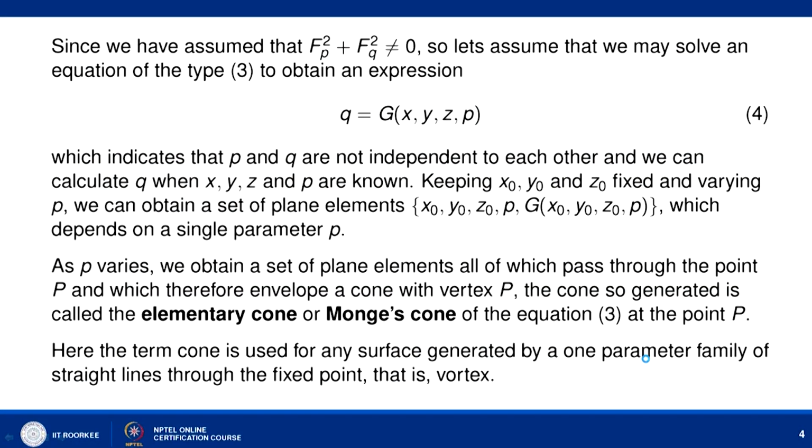Now, it is already given that f_p squared plus f_q squared is not equal to 0. It means that we can always assume that either f_p is non-zero or f_q is non-zero at any given point.